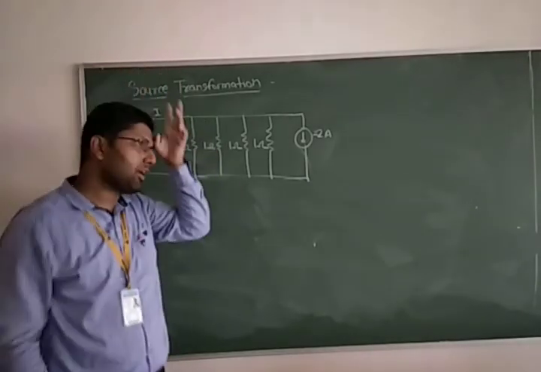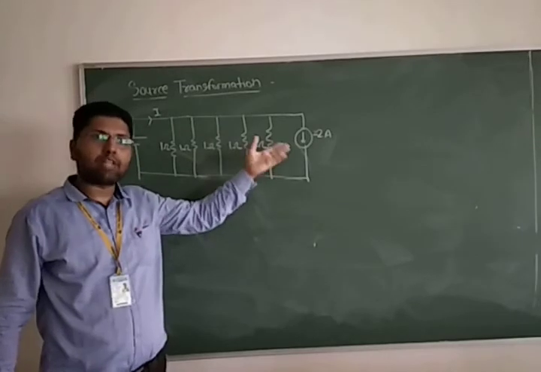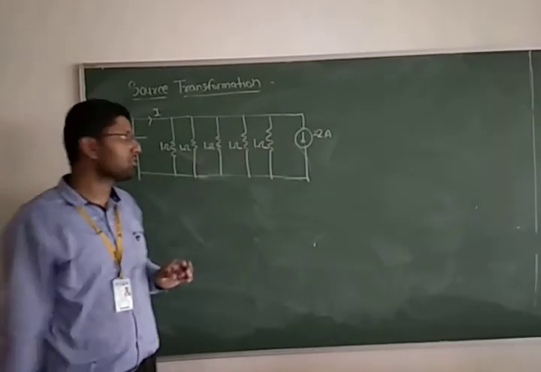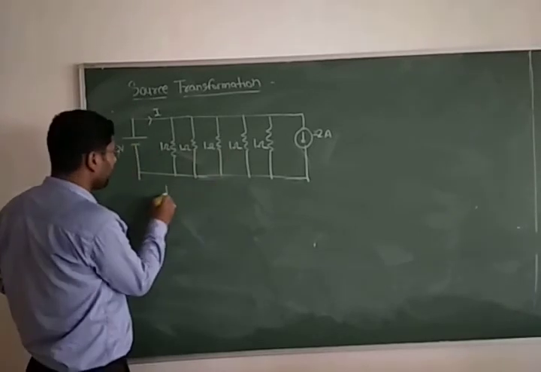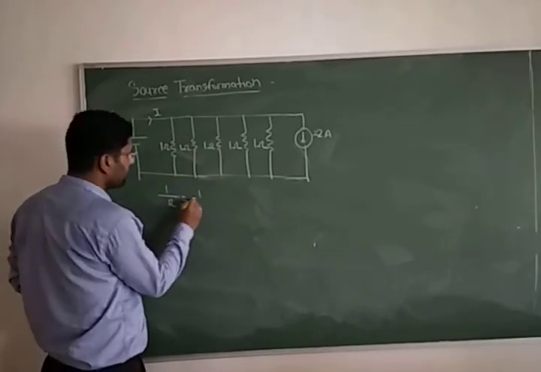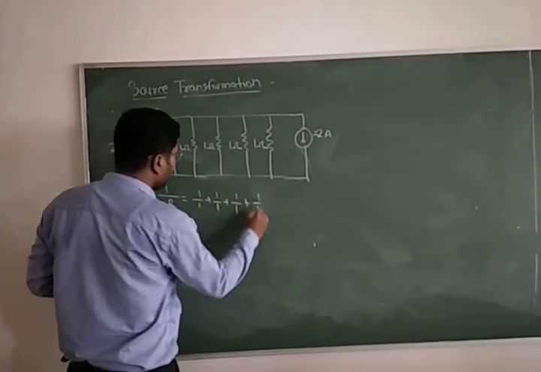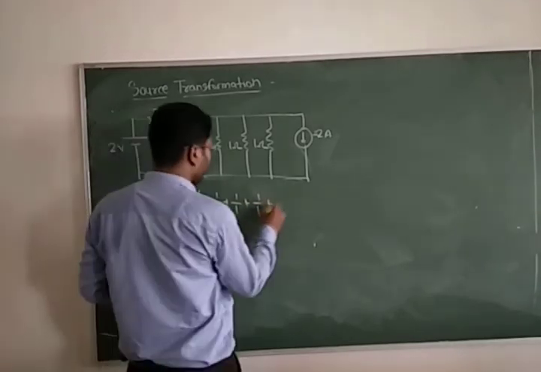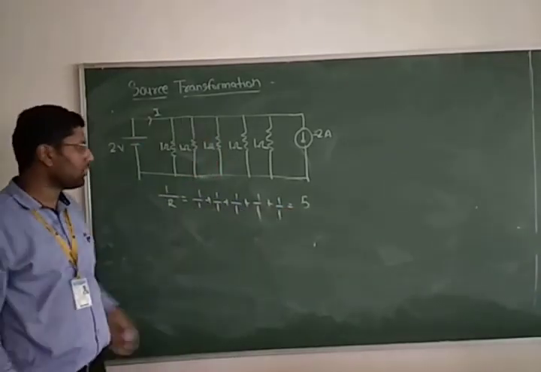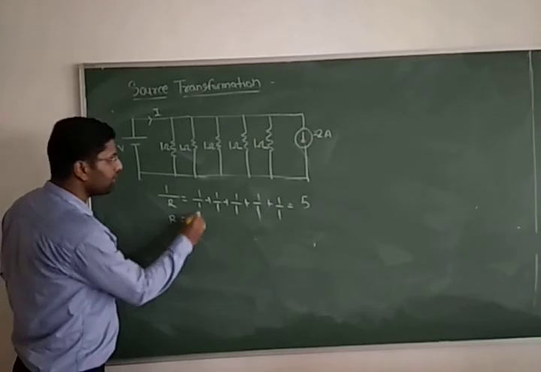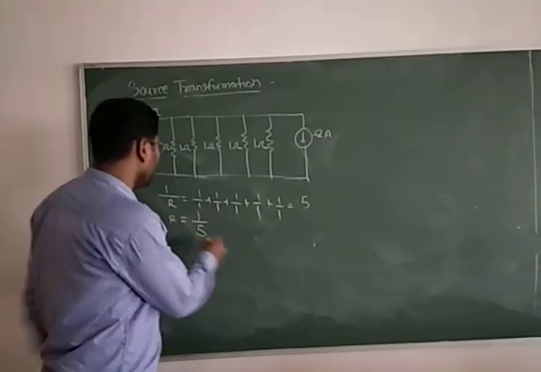So what is the simplification you can do here? There are parallel resistors. First, you have to convert that parallel resistance into a single resistance. So 1 by R is 1 by 1 plus 1 by 1 plus 1 by 1 plus 1 by 1, and one more 1 by 1, that is 5. You can easily find out 5. So resistance R is equal to 1 by 5. Parallel combination is 1 by 5 ohm.